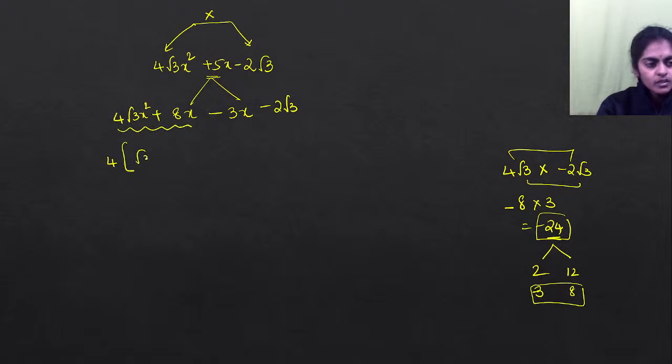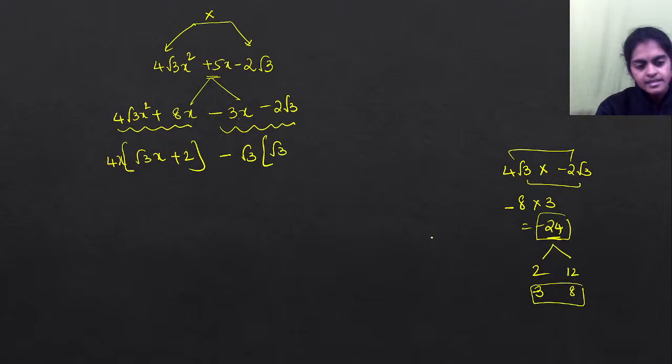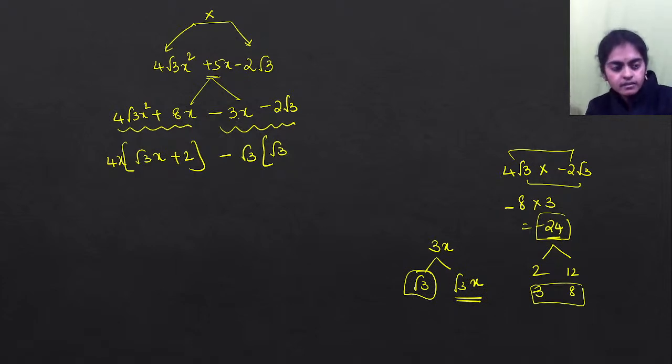So you will have root 3. 4x, if I take common, so root 3x plus 2 will be left. And from these two values if I take minus root 3 common, so you will have root 3. See, 3 is nothing but root 3 into root 3. Okay, you have 3x, so root 3 into root 3x you can write. This root 3 you are taking common, so what is remaining? Root 3x. So that root 3x I wrote it here. So till here any doubts, better let me know.